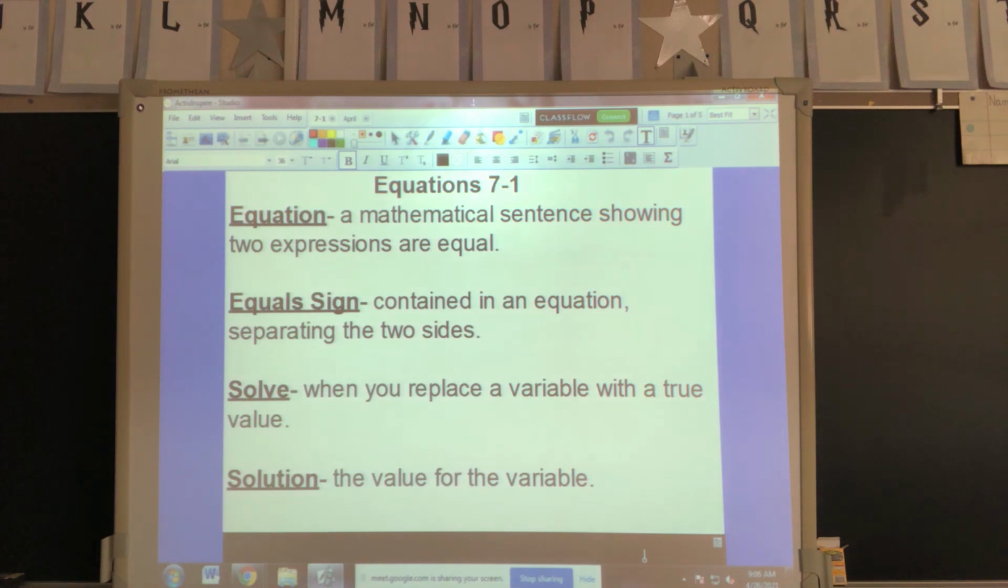Give everybody a couple of minutes to get all these down, and then when you have all those written, you can go ahead and open your book to 514. I'm going to put examples up on the board, but this is where we're getting it from.